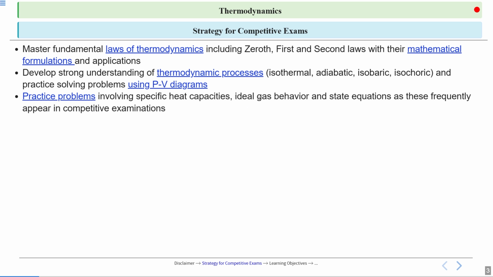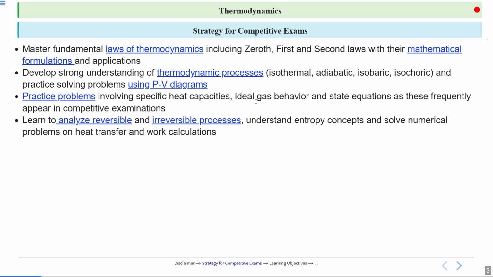And this is an important concept. Learn to analyze reversible and irreversible processes. Understand entropy concepts and solve numerical problems on heat transfer and work calculations for different processes like isothermal process, adiabatic process, isobaric process, and isochoric process.